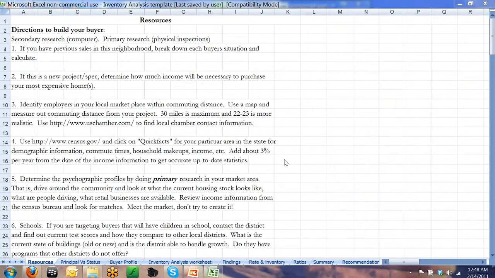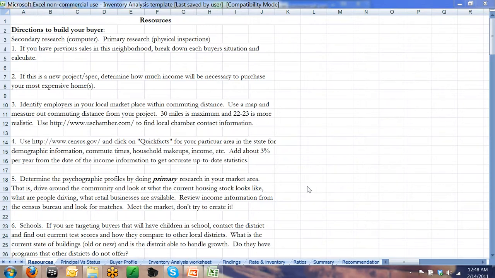Number four, go to the Census Bureau, click on quick facts for your particular area in the state for demographic information, commute times, household makeups, income, that sort of thing. Add about 3% per year from the date of income. Of course, this is from 2008. Probably you don't have to, and the new 2010 information should be out fairly quick.